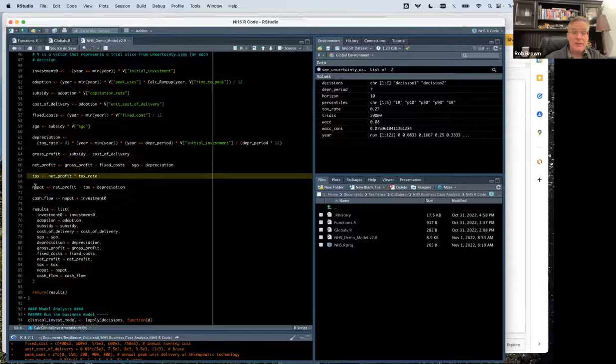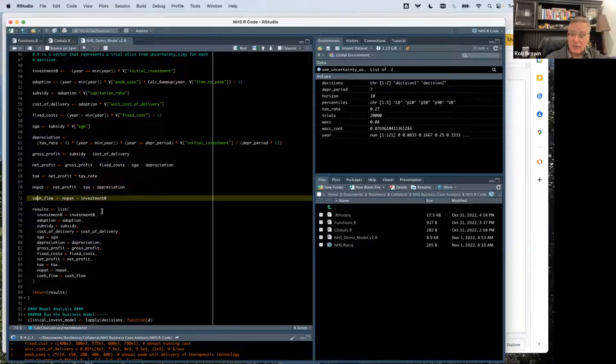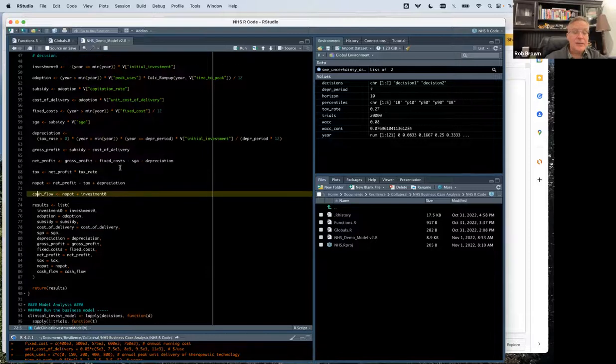I then net the tax burden against that net profit to get net operating profit after tax by adding back in the depreciation. Remember, depreciation is not an actual cash flow. It's merely a tax shield that we use to calculate this. And so the NOPAT I will use to understand what my cash flows look like after the investment. But then we'll also need to understand the cumulative cash flow over time, by subtracting out the investment itself. Now, even though I've got a plus here, remember I made the investment negative at the top.